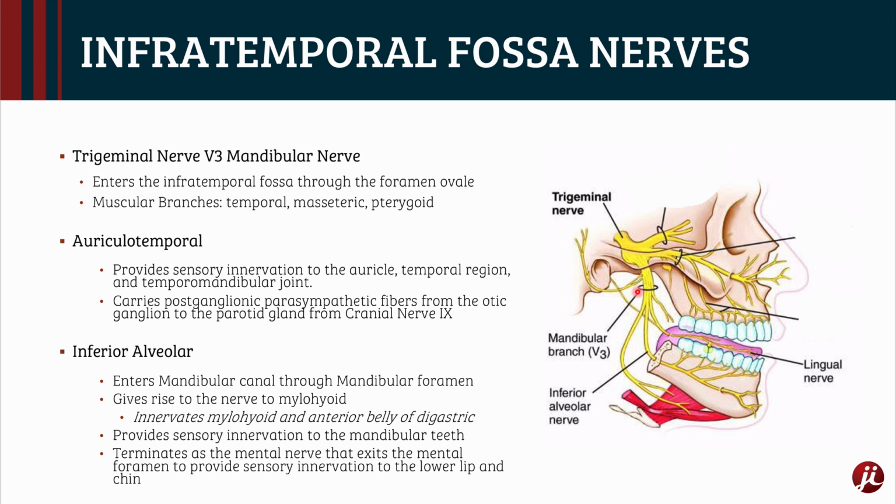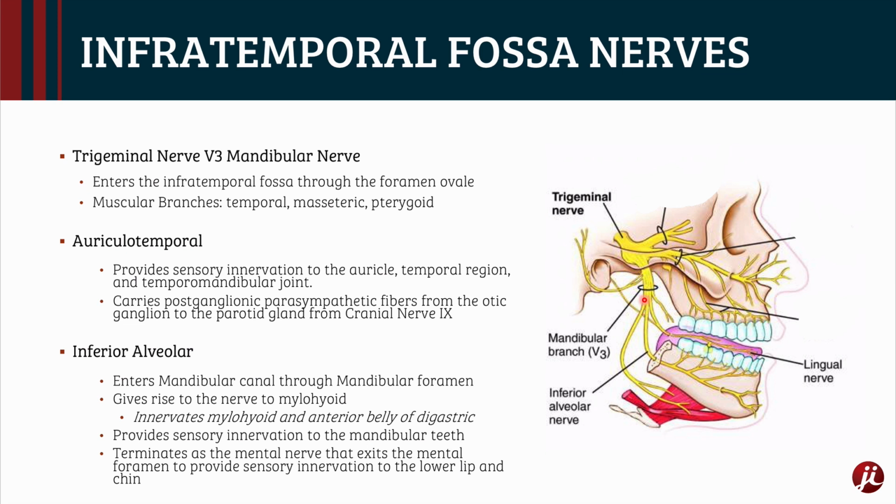A cool thing about this nerve is that it also carries... So again, the V3 mandibular branch is considered primarily sensory, but this auriculotemporal nerve also carries postganglionic parasympathetic fibers from the otic ganglion to the parotid gland from cranial nerve 9. So cranial nerve 9, the glossopharyngeal nerve, is a parasympathetic nerve, but it sends its parasympathetic fibers to the parotid gland to increase secretion of saliva through the auriculotemporal nerve branch of the V3 mandibular nerve. So this nerve here carries both sensory and parasympathetic fibers running through it.